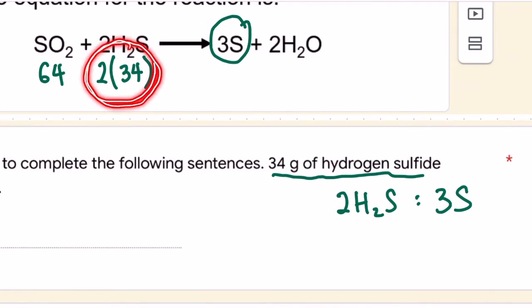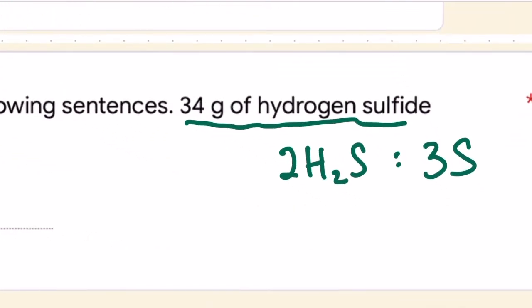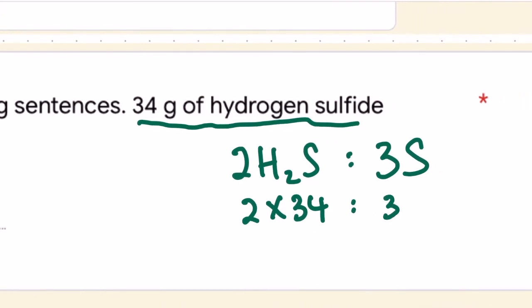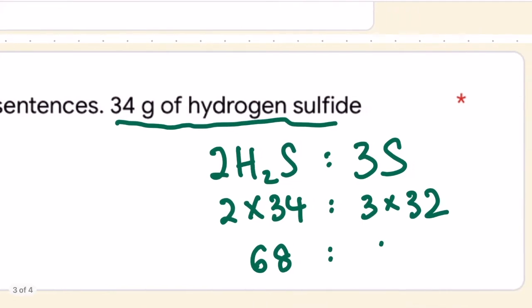So I need to bring this to my ratio here. As you all know, 34 was for the H2S. So later I'll need to multiply with 2. 2 times 34. Then the 3, you need to multiply with sulfur. Sulfur is 32. Okay, so next, calculate the values. 2 times 34 will be 68. 3 times 32, you get 96.